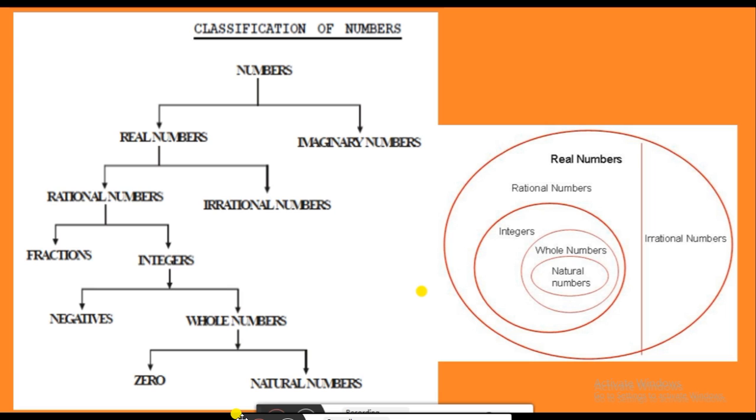Now integers are divided into two parts. We discussed already, negative numbers and whole numbers. And whole numbers are divided into 0 and natural numbers. So natural numbers, whole numbers and integers come under rational numbers.